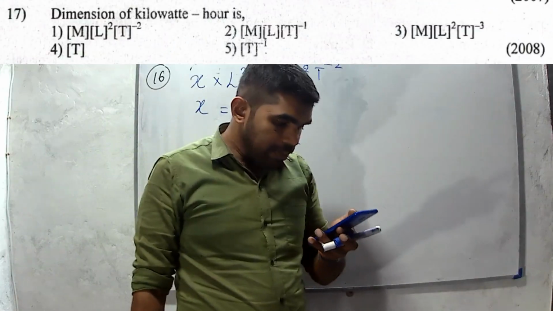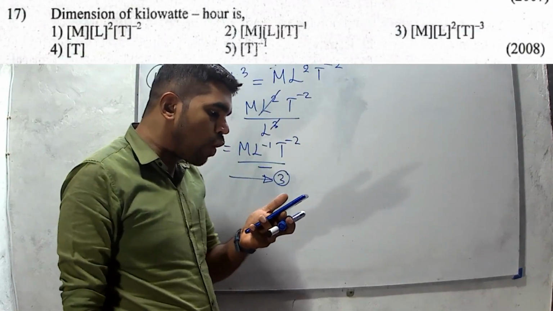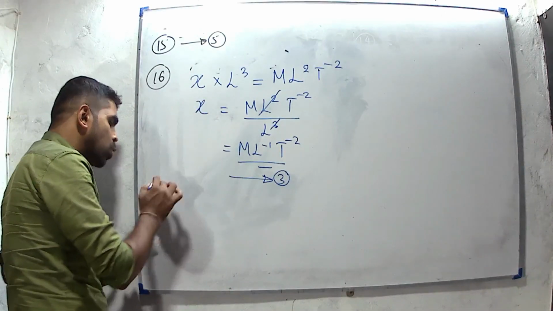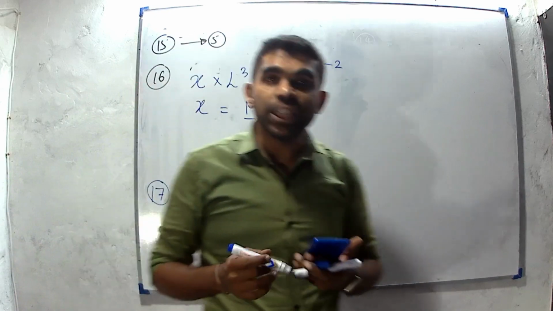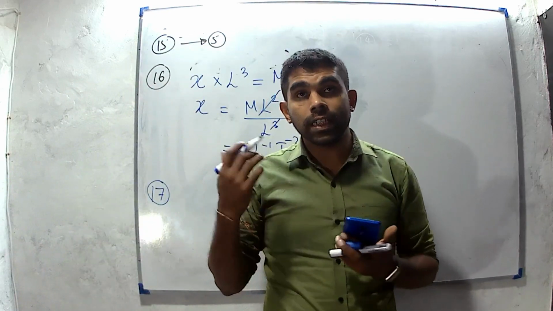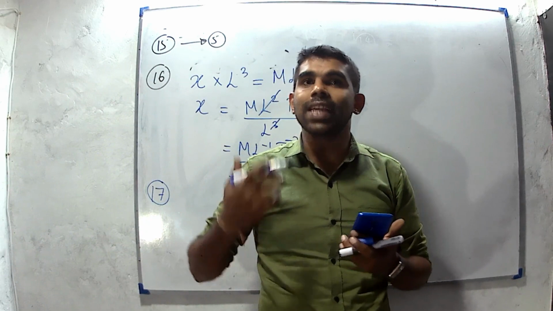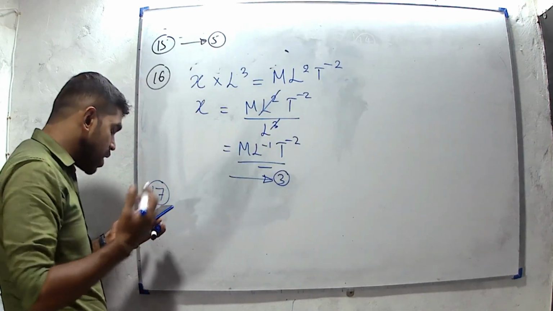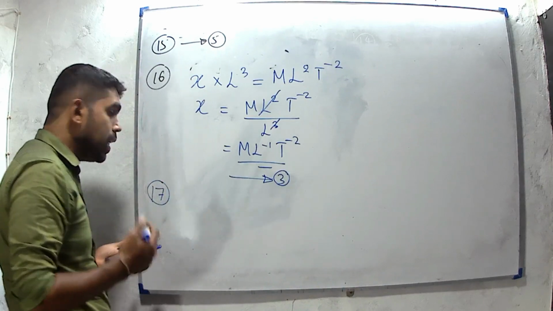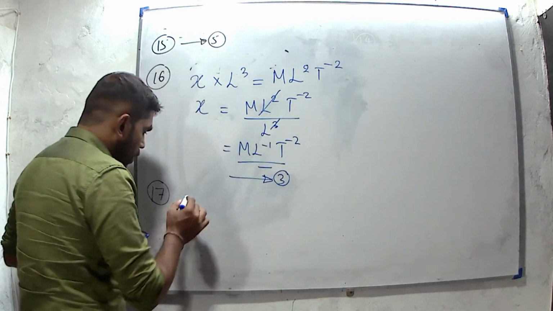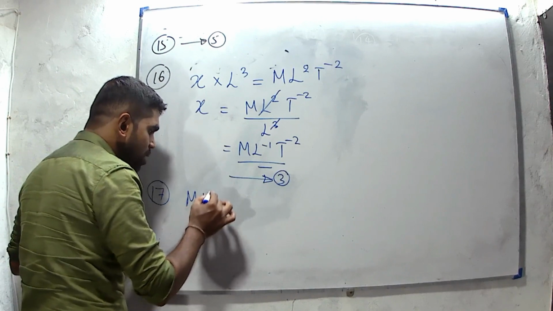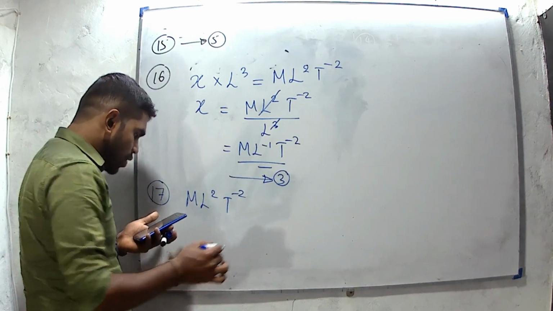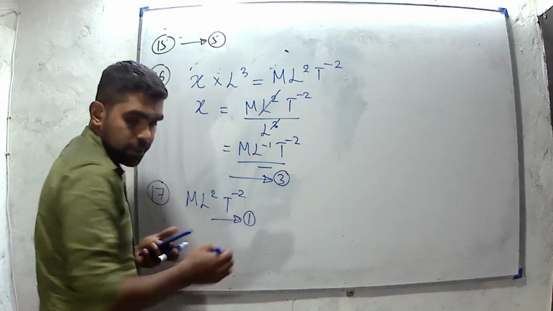Then 17. Dimensions of kilowatt hour is? We know that we use kilowatt hours to measure energy consumption, or the electricity unit. It means energy. Then the dimensions of kilowatt hour should be the dimensions of energy. We know that the dimensions of energy are M L squared T to the power minus 2. Then the answer is 1 for question number 17.